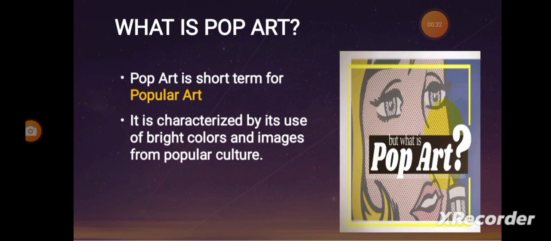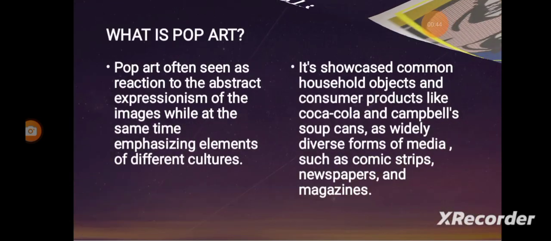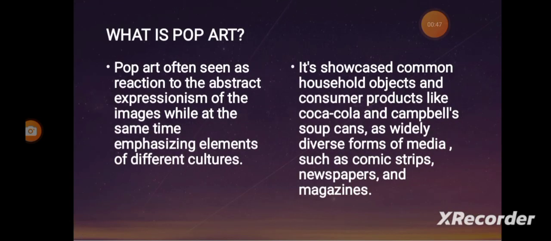What is pop art? Pop art is a short term for popular art. It is characterized by its use of vibrant colors and images from popular culture. Pop art is often seen as a reaction to the abstract expressionism of the images while at the same time emphasizing elements of different cultures. It also showcases common household objects and consumer products like Coca-Cola and Campbell's soup cans, as well as widely diverse forms of media such as comic strips, newspapers, and magazines.